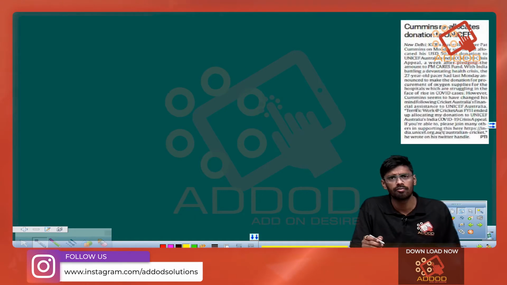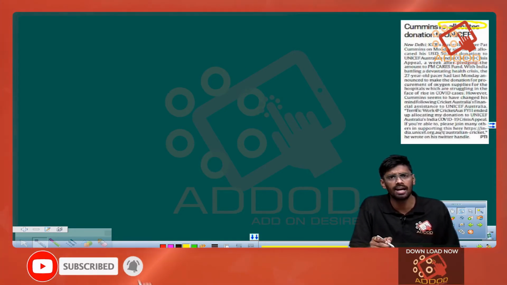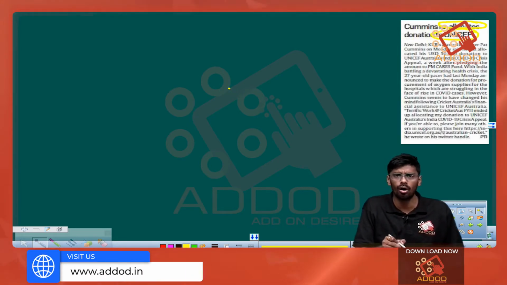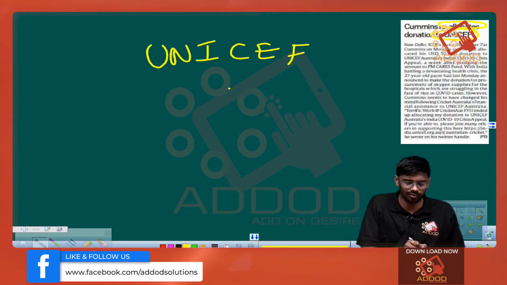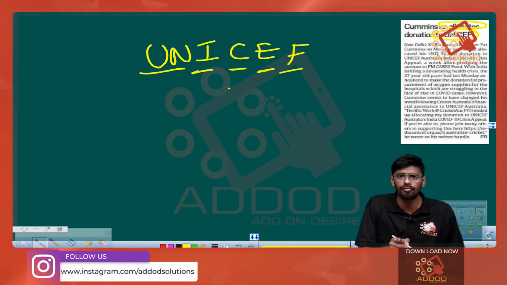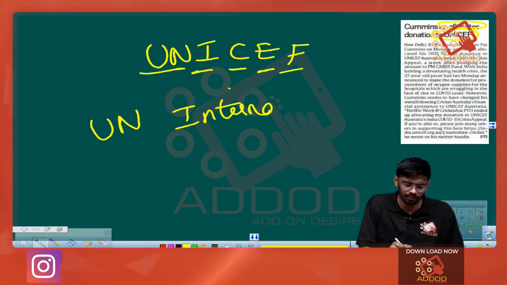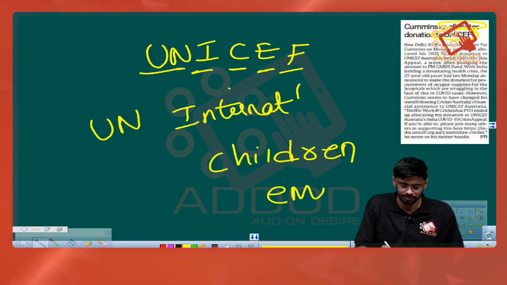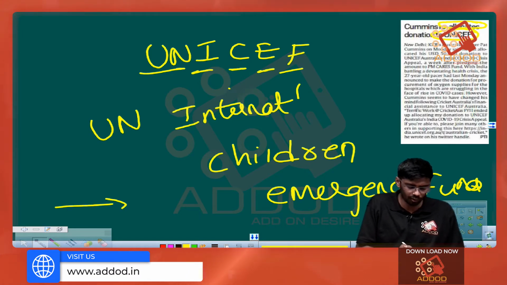Next, we have an article where the Australian cricketer has reallocated the donation he has given to India to the UNICEF. So, what is this UNICEF? UNICEF stands for United Nations International Children Emergency Fund. This was set up in the year 1946.